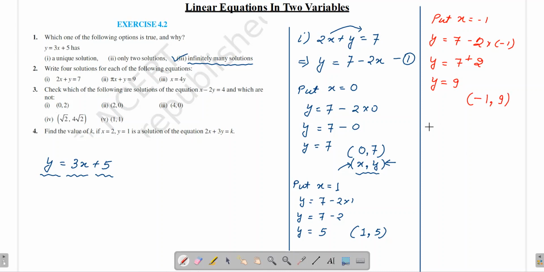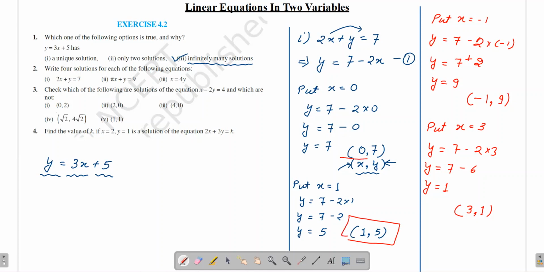We can have one more value. Now let's put x as 3. Then we'll get y is equals to 7 minus 2 into 3, that is y is equals to 7 minus 6, that gives y is equals to 1. So 3 comma 1 is our fourth solution. So these are the four different solutions for the given equation.